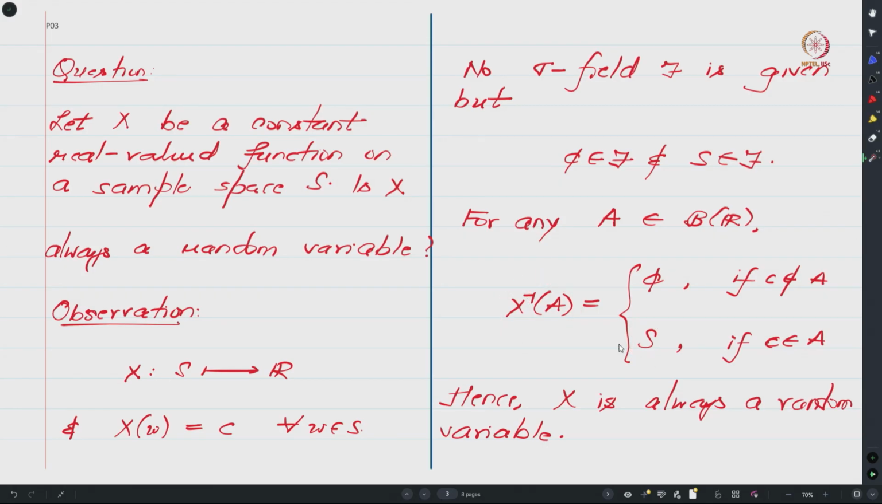So from this what we can conclude is that whatever be the sigma field, if you have a constant real valued function, then for any A in the Borel sigma algebra on R, X inverse of A will either be the empty set or it will be the whole sample space, right. And these two elements will always belong to F, and hence one can conclude that even though we have not been given the sigma field, whatever be the sigma field, your X inverse of A will be part of that sigma field, and hence one can conclude that X will always be a random variable.